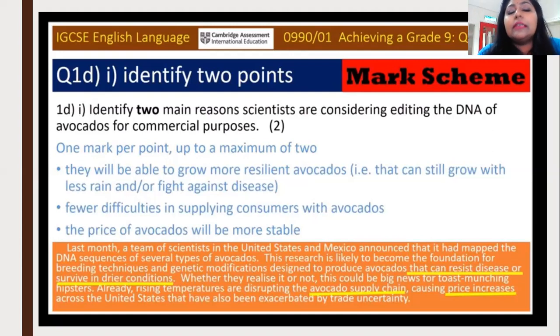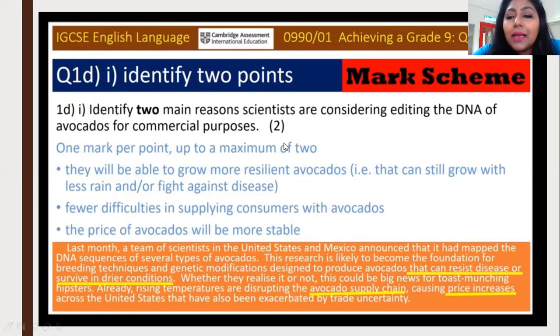Therefore, this is definitely reflecting an explicit understanding of the question. So identify 2 main reasons scientists are considering editing the DNA of avocados for commercial purposes. So by reading the text, you can get the reasons, like in this case, it could resist disease or survive in drier conditions, and the avocado supply chain, and also it increases the price. Therefore, 1 mark will be given per point.